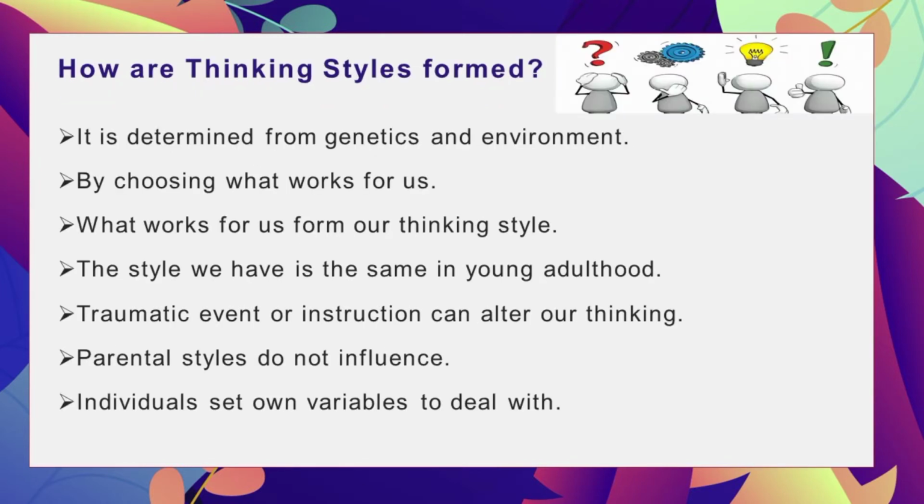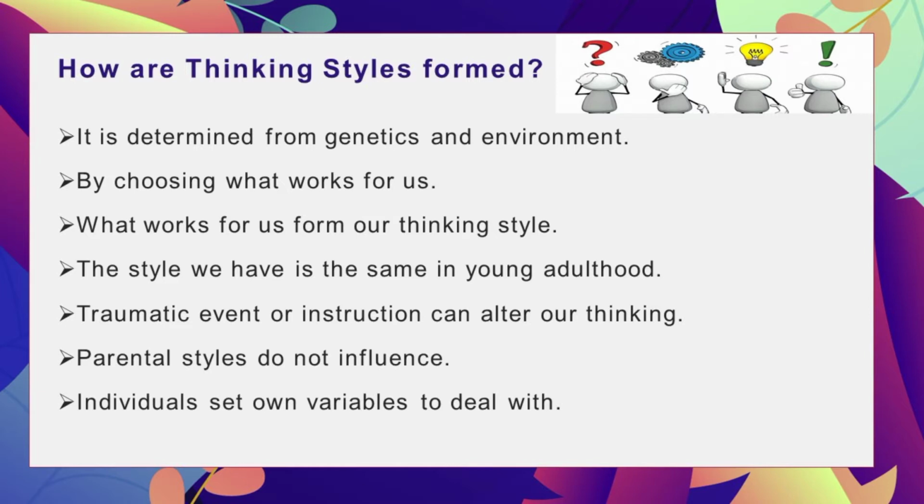How are thinking styles formed? Our style is determined from genetics and environment. As we grow, we choose what works for us. Over time, the tendency to do what works for you helps to form your thinking style. Over time, the style you have seems to be the same as it was in young adulthood. The tendency stays the same unless there is a traumatic event or instruction which alters your thinking.